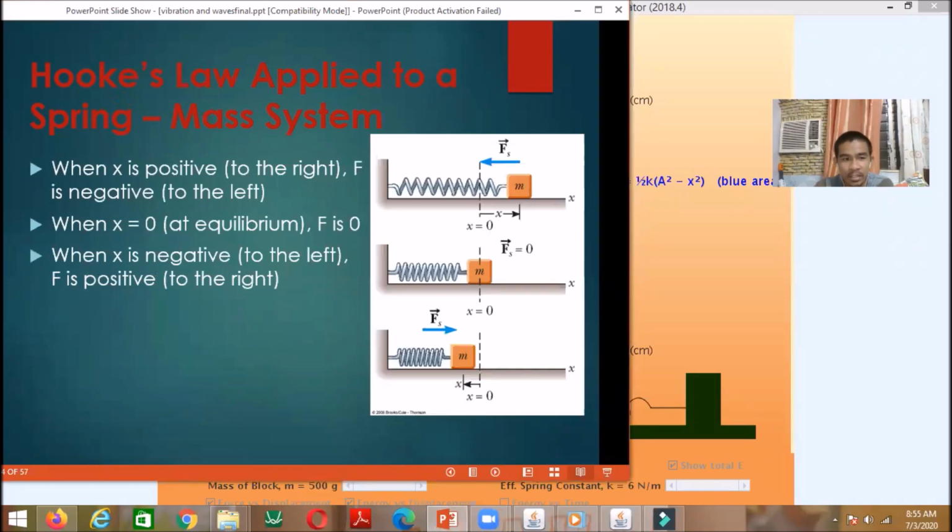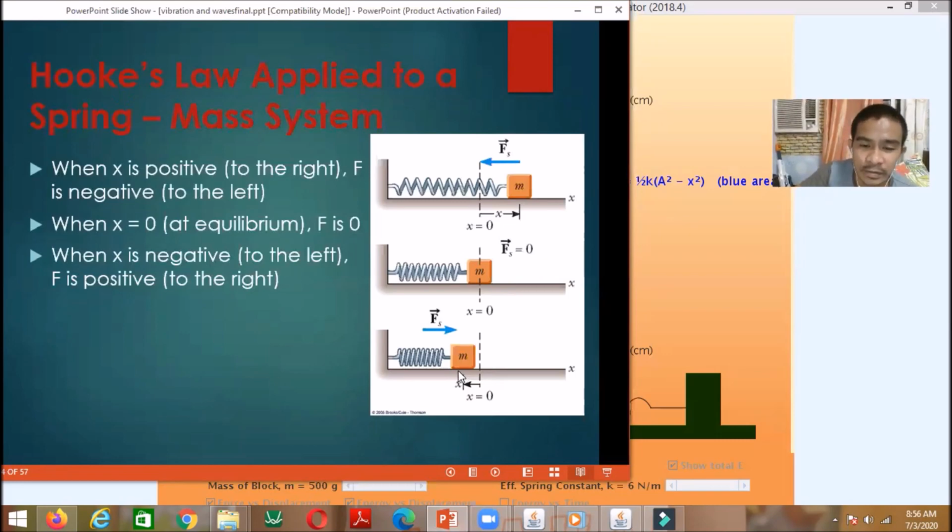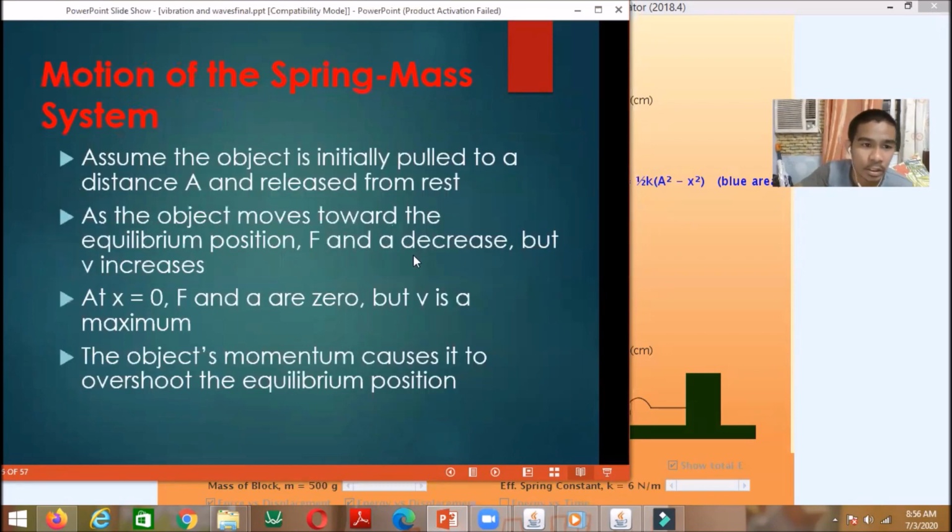Now, when x is positive to the right, when you stretch the spring, then since the spring force, or the restoring force, is in the opposite direction, when the position is at positive x, the restoring force should be negative. And when x is equal to 0, the system is at the equilibrium position. And if the x position is negative, then the direction of the spring force will be in the positive direction.